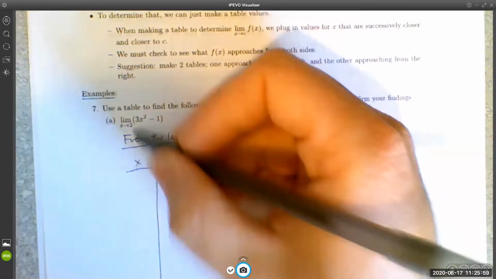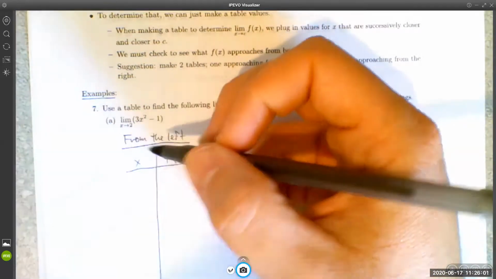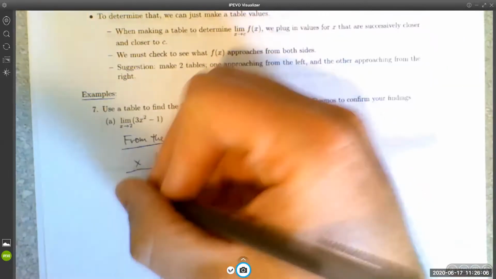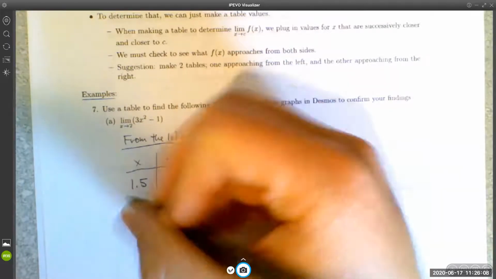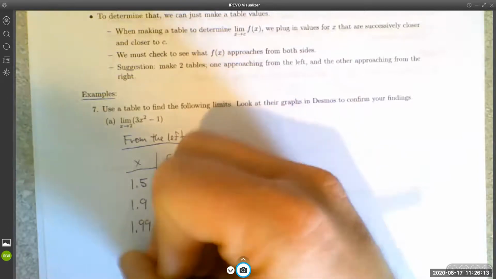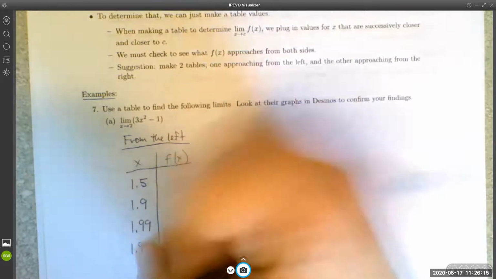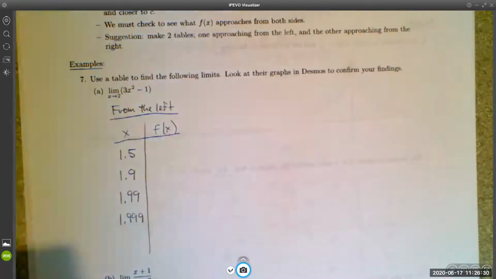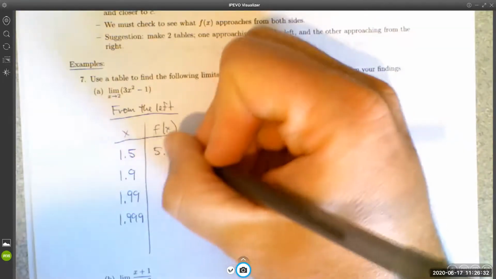If I'm approaching 2 from the left, that means I'm going to be plugging in values slightly less than 2. So I can maybe start at like 1.5 and then move up a little bit closer to 2, and then a little bit closer, right? And then a little bit closer. And I can keep getting closer and closer to see what value I'm approaching. I'm just going to use my calculator to see what these function values are. So we're going to have 3 times 1.5 squared minus 1. That's 5.75.